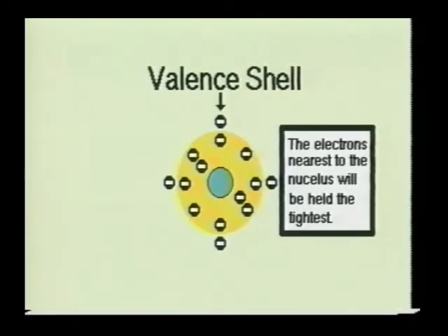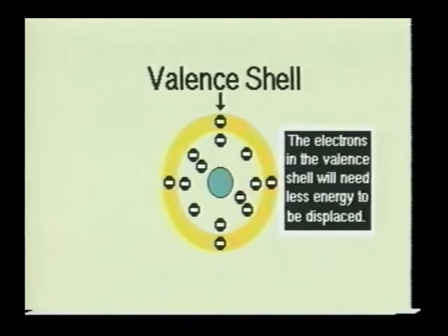Therefore, each shell of electrons will have an associated energy level that will represent the amount of energy required to remove an electron from the shell. Since the electrons in the valence shell are the furthest from the nucleus, they will require the least amount of energy to become displaced from the atom.